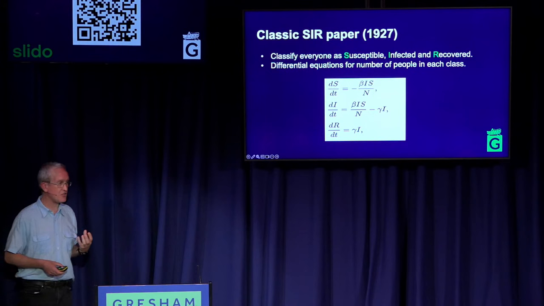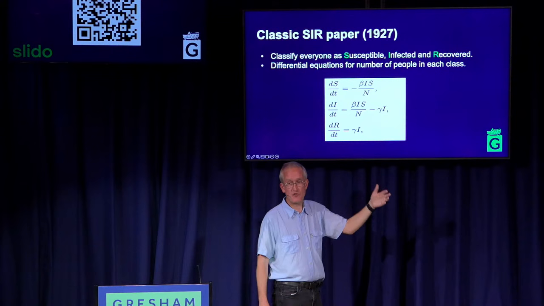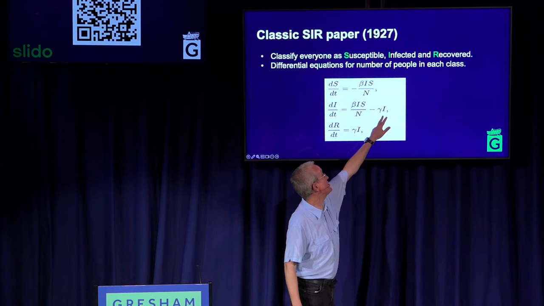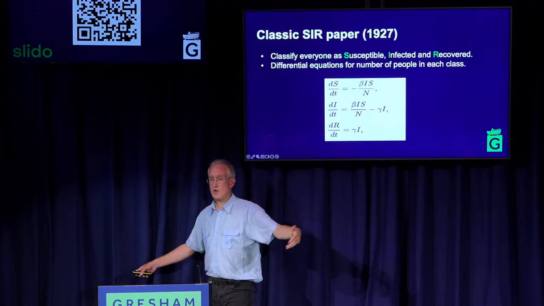There's a positive term and a negative term. The negative term is here: there's a minus gamma I. What that's saying is that people get better. A certain fixed fraction of people who are infected get better. So there's a minus gamma I. People drop out of the infected class and they turn up over here. The dR/dt is positive, as people move from infected to recovered as the symptoms wear off, 10 days or whatever it is.